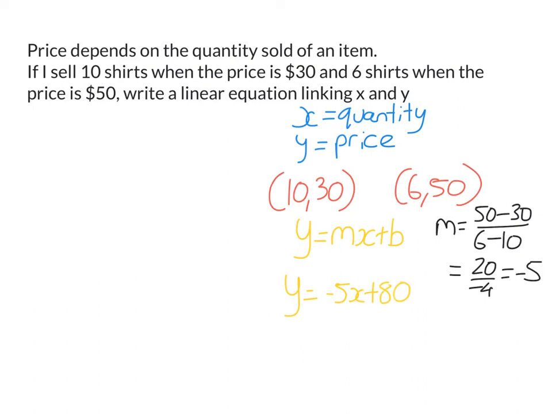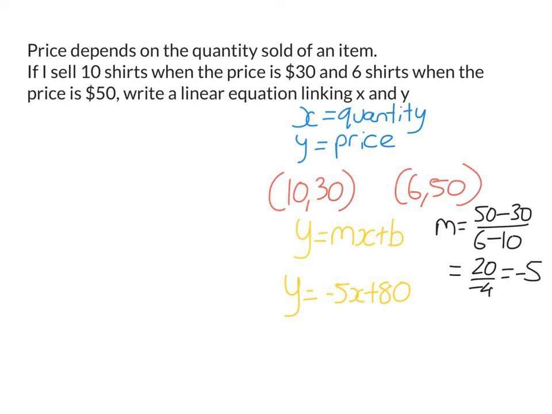So what this essentially means is each time the price goes up by $5, you lose one customer. So if I increase the price from 30 to 35, I would expect to only sell 9 shirts. If I increased it to 40, I'd expect to sell 8 shirts. Each time you increase the price by $5, you sell one fewer item. So this is why we have a negative gradient here.